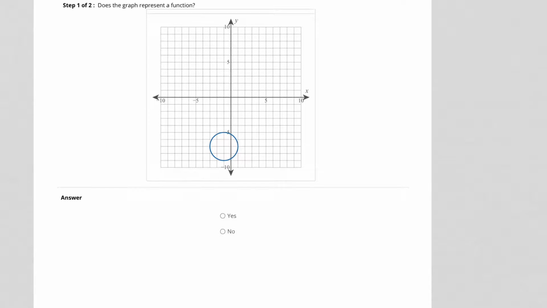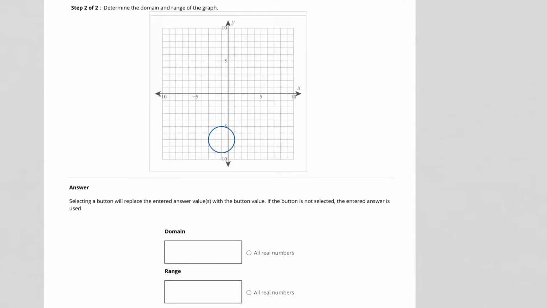Once again, we're looking at a graph to determine whether it represents a function. We have a circle here, and you can see it fails the vertical line test in multiple places, so we do not have a function. We can still determine what the domain and range is, which is what step 2 is asking us to do.